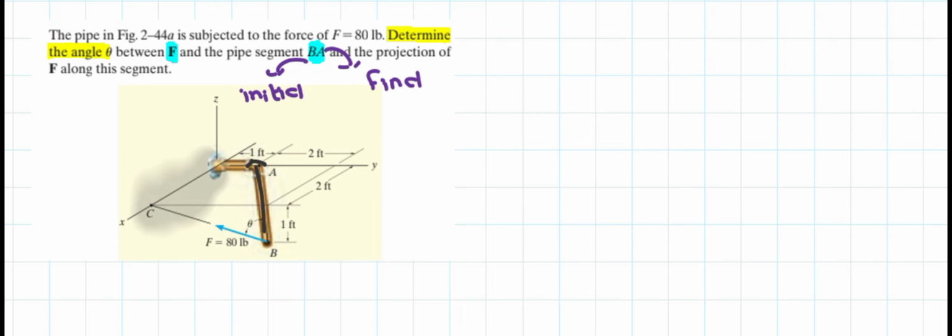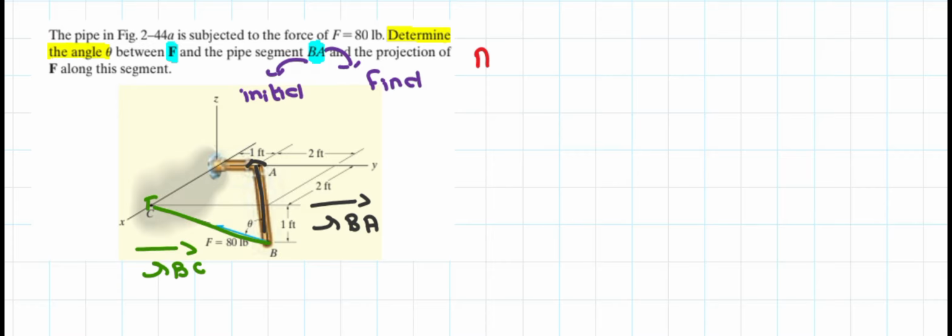The force F is along the BC segment. In the diagram, this is our force F, and it is along the BC segment. So the position vector of this segment can be drawn like this. This is our BC segment, RBC, and this one is RBA. Instead of finding the angle between the F vector and the BA segment, we are going to find the angle between the BA segment and the BC segment, which is the same thing. Our first step is to write down the location of every point in our diagram.